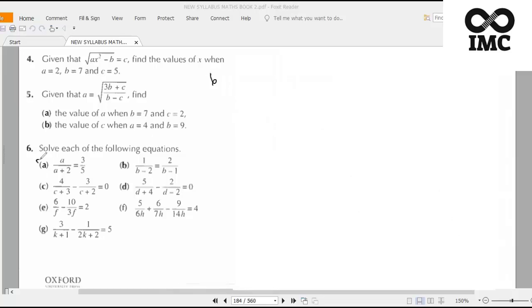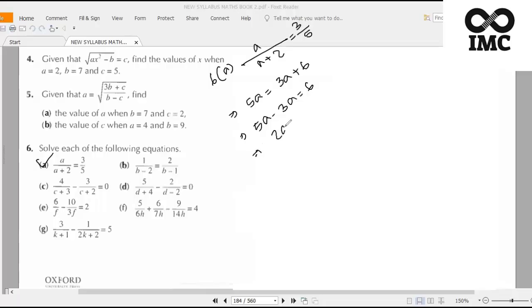Question number 6a. 6a says a by a plus 2 equal to 3 by 5. Now do the cross multiplication. So 5 multiplied by a is 5a, and 3 multiplied by a plus 2 will be 3a plus 6. So 5a minus 3a equal to 6, so we'll get 2a equal to 6. Then the value of a will be 6 divided by 2, which is 3.